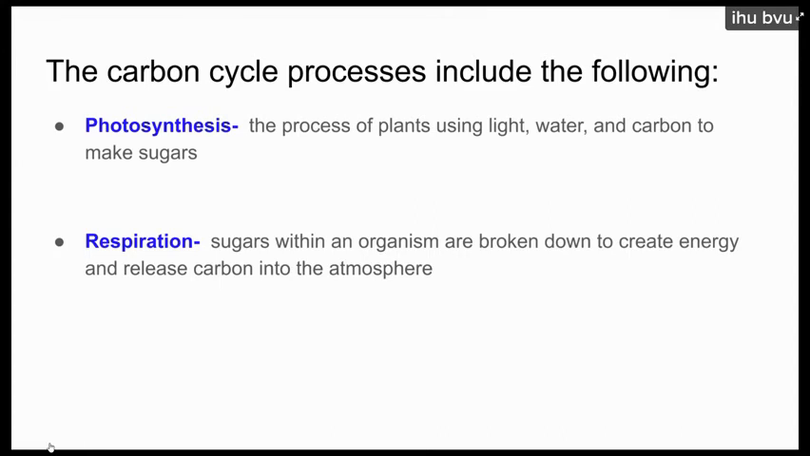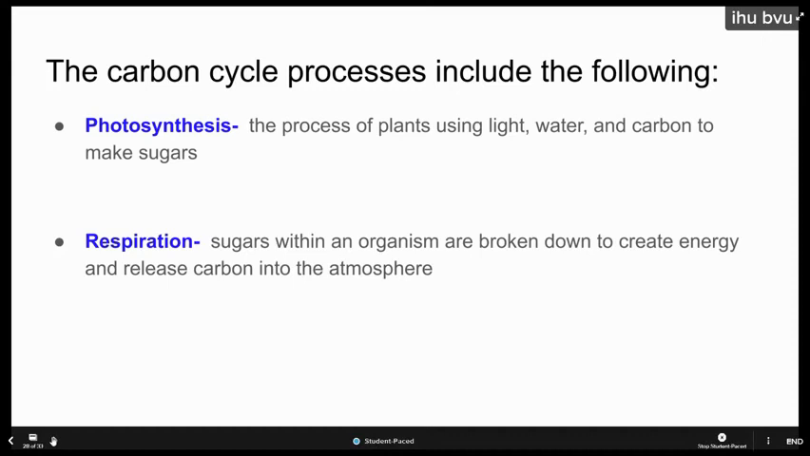The second process is respiration. Again, the sugar that comes out of photosynthesis is going to go into respiration. This is where organisms break down sugar to create energy and release the carbon into the atmosphere. This is where your extra carbon is breathed out of your lungs. In some other animals' cases, it is released through their skin or through their nostrils. So respiration is the second process.